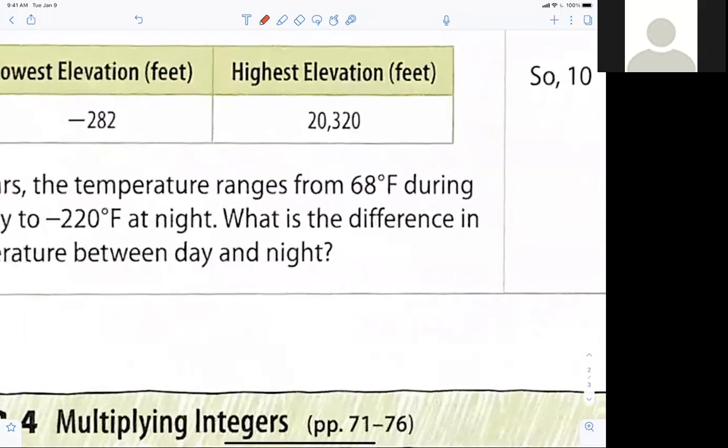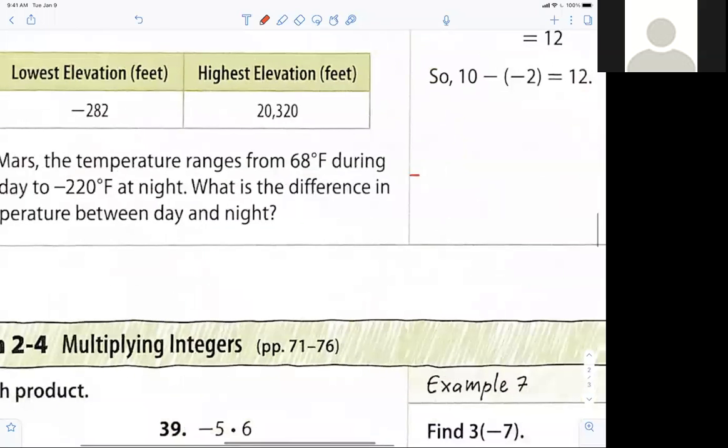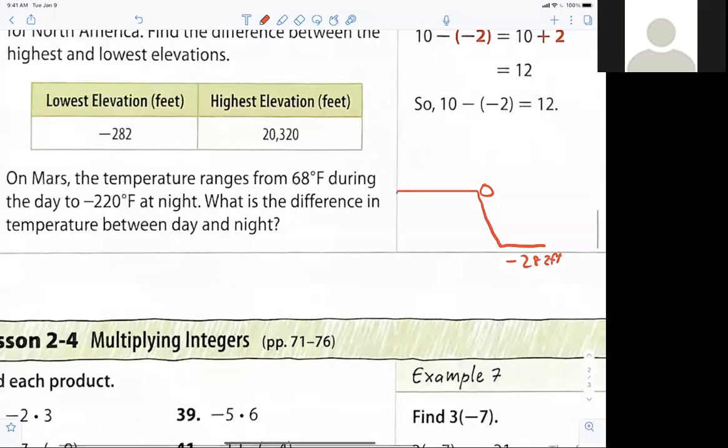Now, when I subtract them, remember what they're asking. Here is ground level right here. That's 0. The lowest elevation is probably the Grand Canyon or something like that. The Grand Canyon goes way down deep, so it's -282 feet. And then the highest point is a mountaintop, and that mountaintop is 20,320 feet. That's how I want you to think about it. If you started down here and walked to the very top, how many feet would you walk? That's the question.